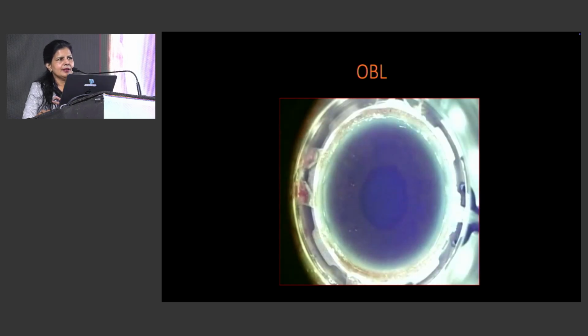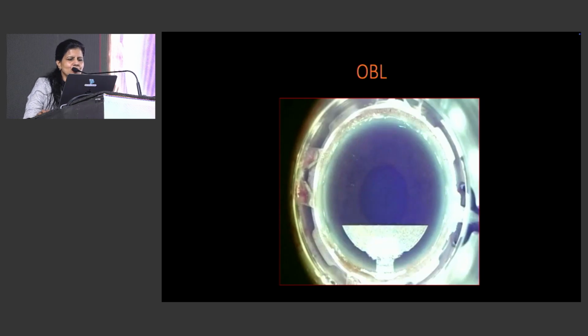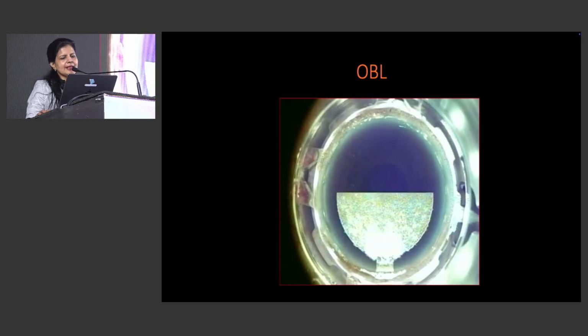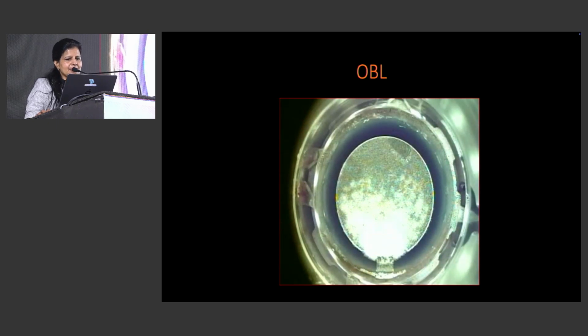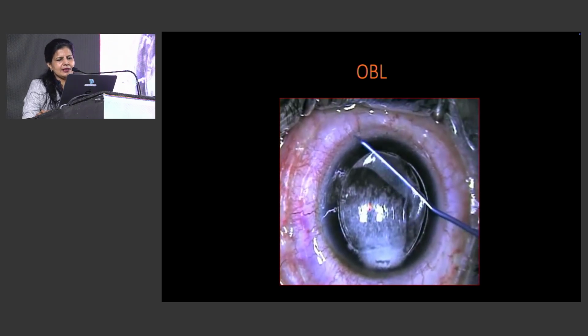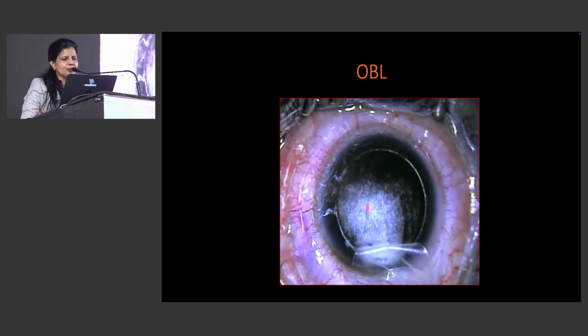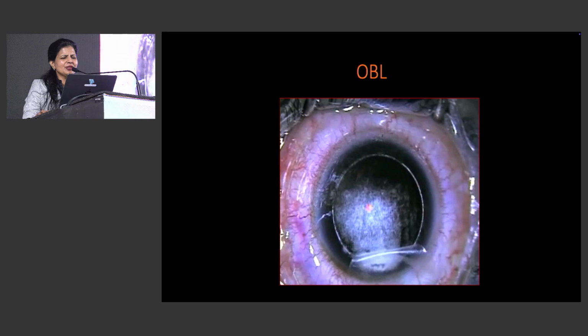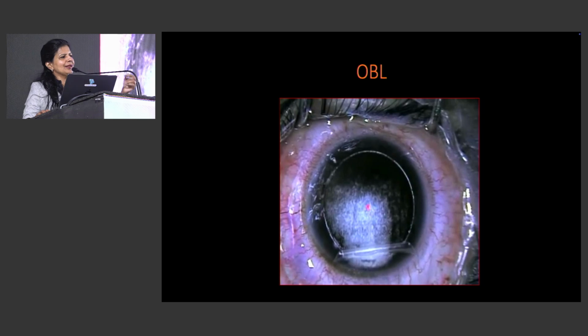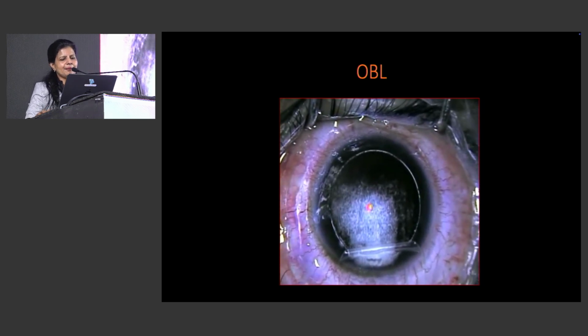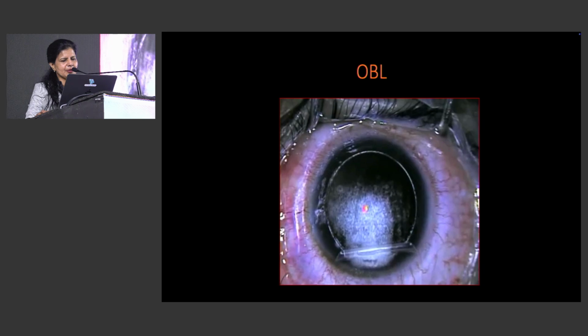Now here is an opaque bubble layer that can happen with a femtosecond LASIK. This can usually happen if the energy is on the higher side, or if you are using a thinner flap, especially with 90 micron flaps. I had done a study where with 90 micron flaps, we found that the OBL is much higher. So it goes off in a bit, but sometimes it could produce small pillars of tissue between the stroma and the flap, because of which elevation of the flap becomes a bit of a problem.